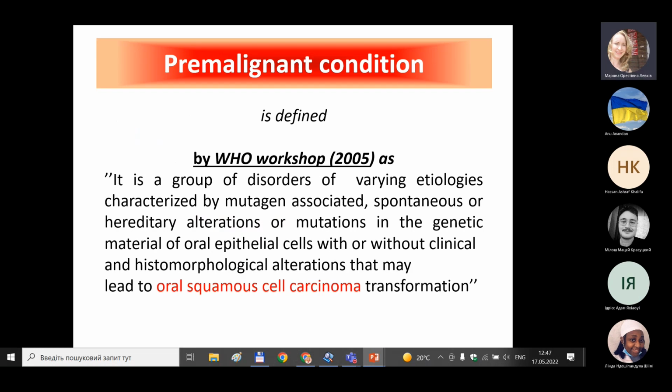So, a premalignant condition is defined by the World Health Organization workshop that was held in 2005 as a group of disorders of varying etiologies characterized by mutagen-associated spontaneous or hereditary alterations or mutations in the genetic material of oral epithelial cells, with or without clinical and histomorphological alterations, that may lead to oral squamous cell carcinoma transformation. So that is the definition of premalignant condition that we are talking about in this lecture.